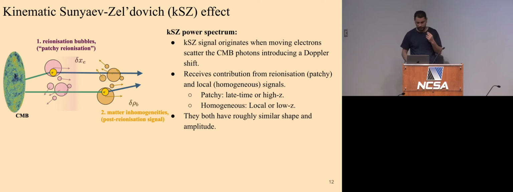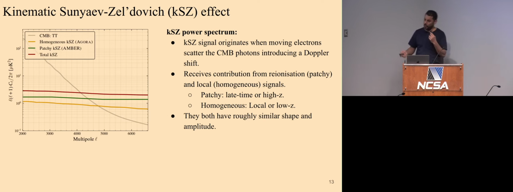If you look at them in the power spectrum space, you see these curves, and they look pretty much the same. They are very flat, and the amplitude is also pretty much the same. So it's very hard to understand which is which. They both have roughly similar shape and similar amplitude.